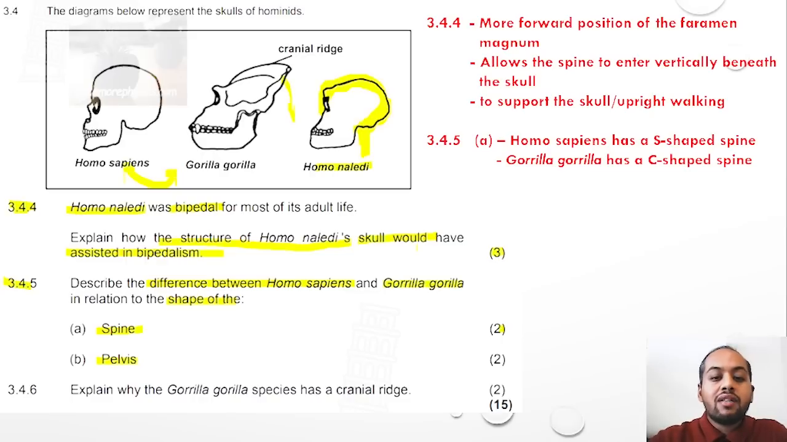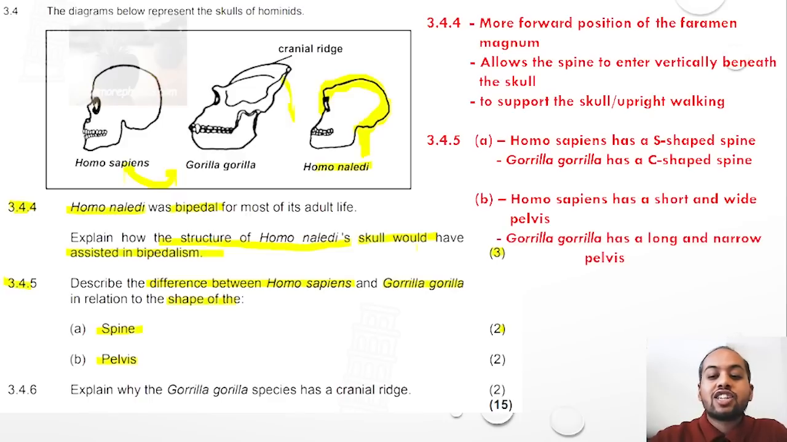We know that the pelvis is going to have a different shape in modern day humans compared to apes. Homo sapiens has a short and wide pelvis, but the gorilla is going to have a long and narrow pelvis.